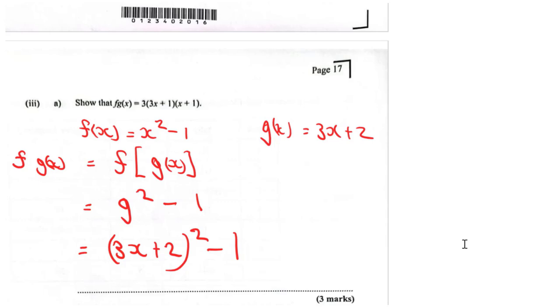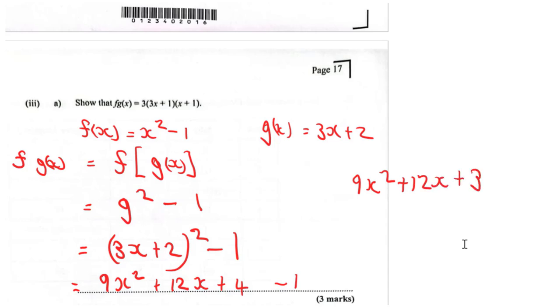Now let's expand the bracket. So this is going to be 9x squared plus 12x plus 4 minus 1. Right? Now we can subtract 1 from the 4 because they are like terms. So we get 9x squared plus 12x plus 3. So this is what we are left with.